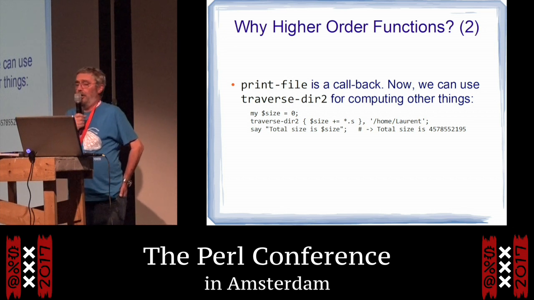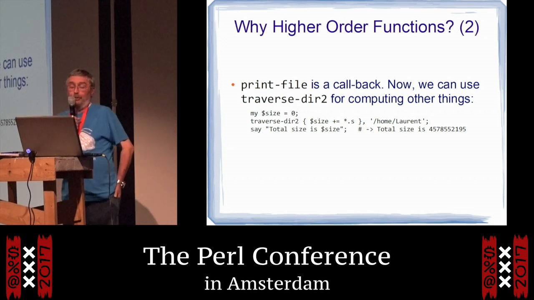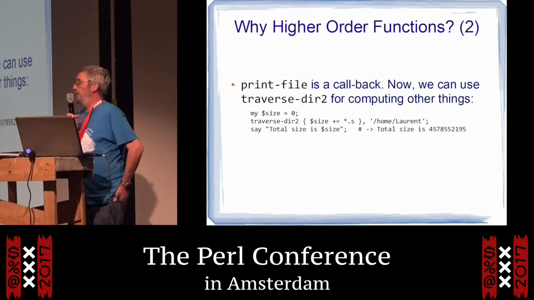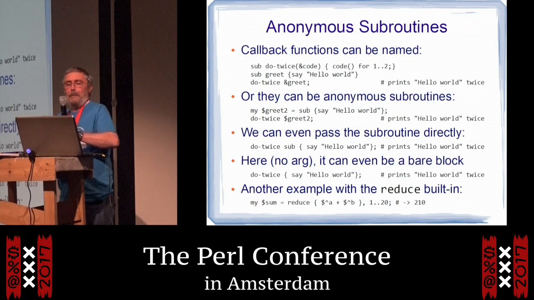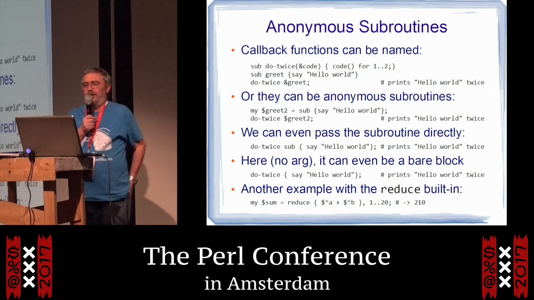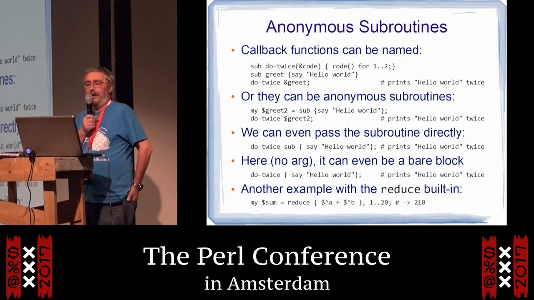That's why we can now use traverse dir to measure the size occupied by the files on the directory tree, or to do any other things, to archive all the files, to delete temp files, and so on. So anonymous subroutines, a callback function like the one we've seen can be named. This is what we had in the first example of traverse dir 2. And this is what we have here.